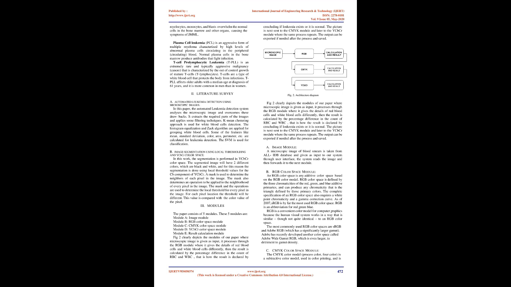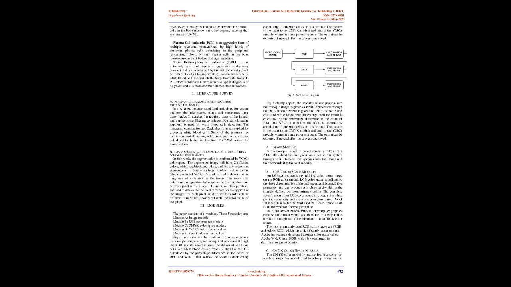2. Literature survey. A. Automated leukemia detection using microscopic images. In this paper, the automated leukemia detection system analyzes the microscopic image and overcomes these drawbacks. It extracts the required parts of the images and applies some filtering techniques. K-means clustering approach is used for white blood cells detection. The histogram equalization and ZAC algorithm are applied for grouping white blood cells. Some of the features like mean, standard deviation, color, area, perimeter, etc. are calculated for leukemia detection. The SVM is used for classification.